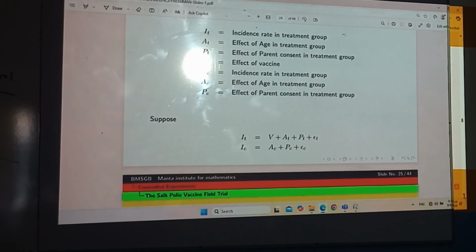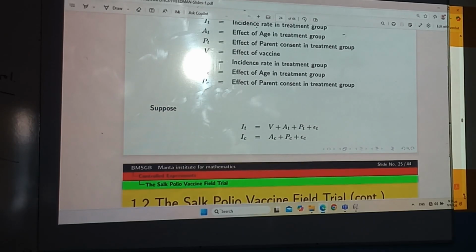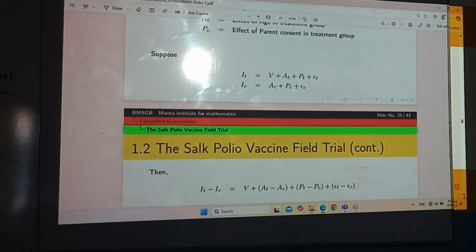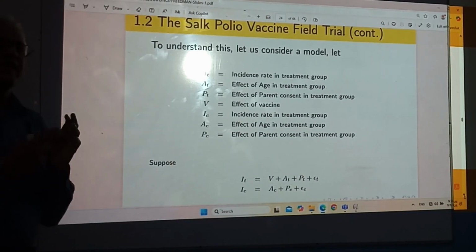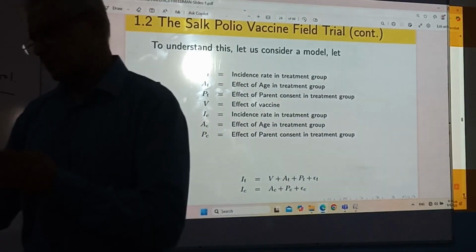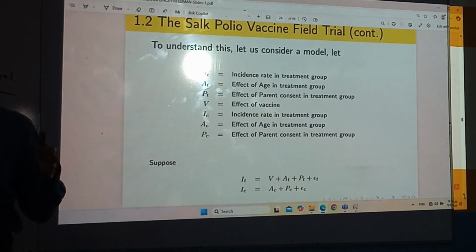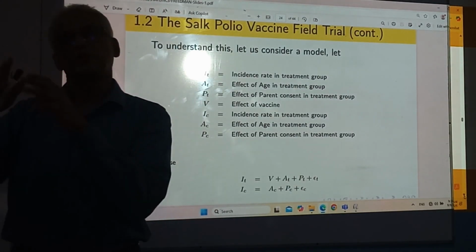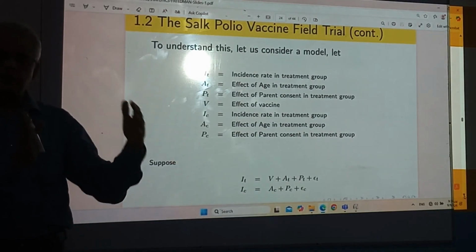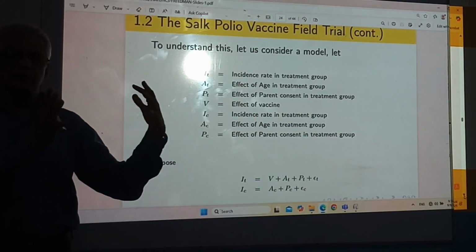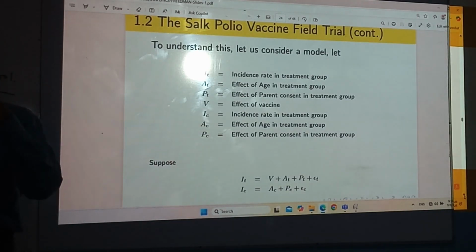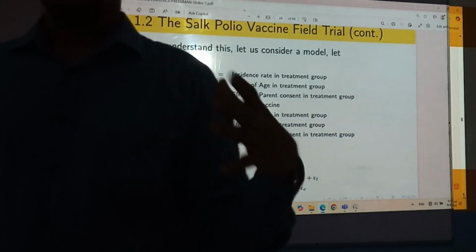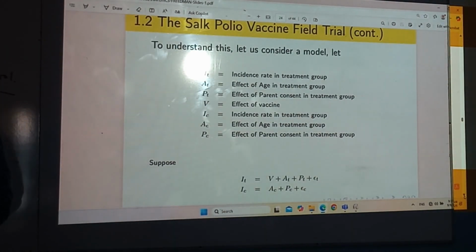I have just added some mathematical equation, but this is not exactly a modeling or something. I don't think that part is necessary, but if necessary, you can look at it in your note. It shows how the age effect and parents' consent effect cancel out in the second design, that is a double-blind, controlled, randomized experiment. When you look at the ratio of incidence ratios, if there is any effect, that effect cancels out. Right? So I can show it. I have shown it in mathematics here.